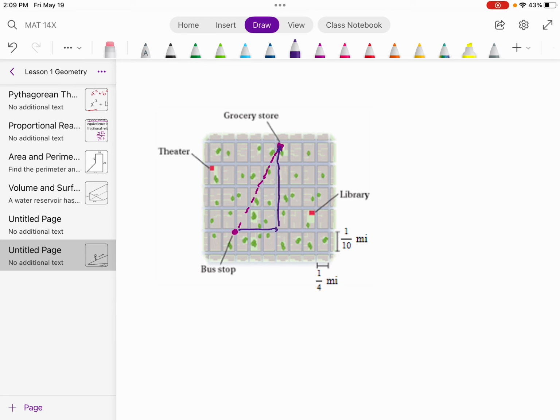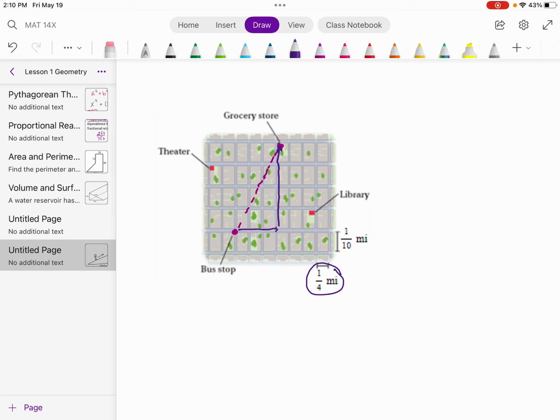Now, what if we were asked to calculate the direct distance between the bus stop and the grocery store? I would then need to use that horizontal, east-west distance, and that north-south distance to calculate it. So in this particular map, we're told that the space for each block going east-west is 1/4 mile.